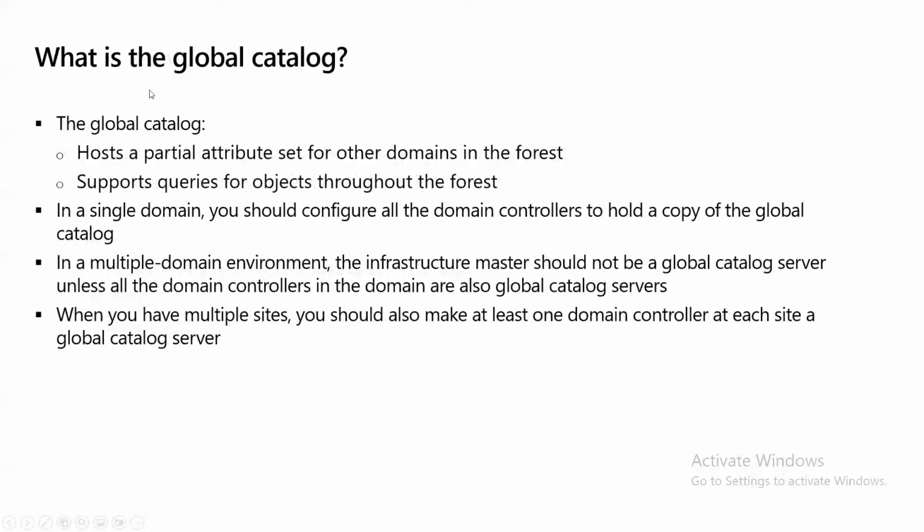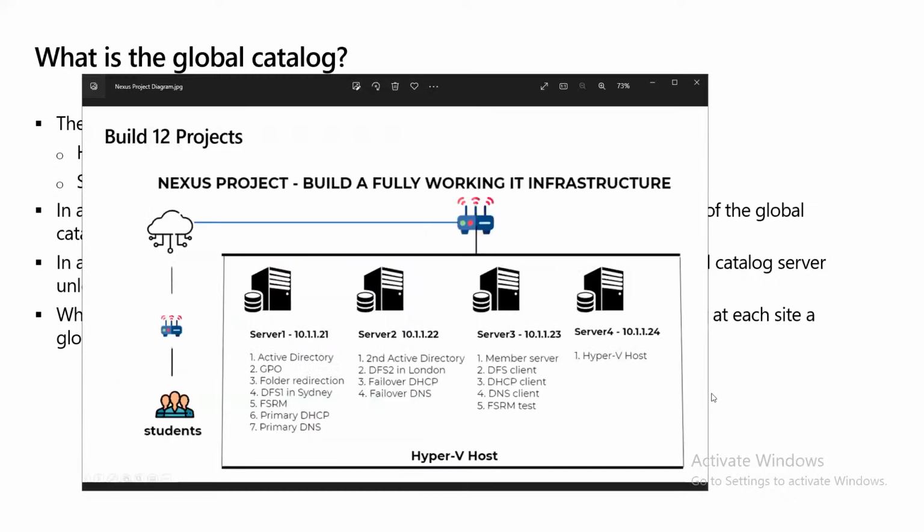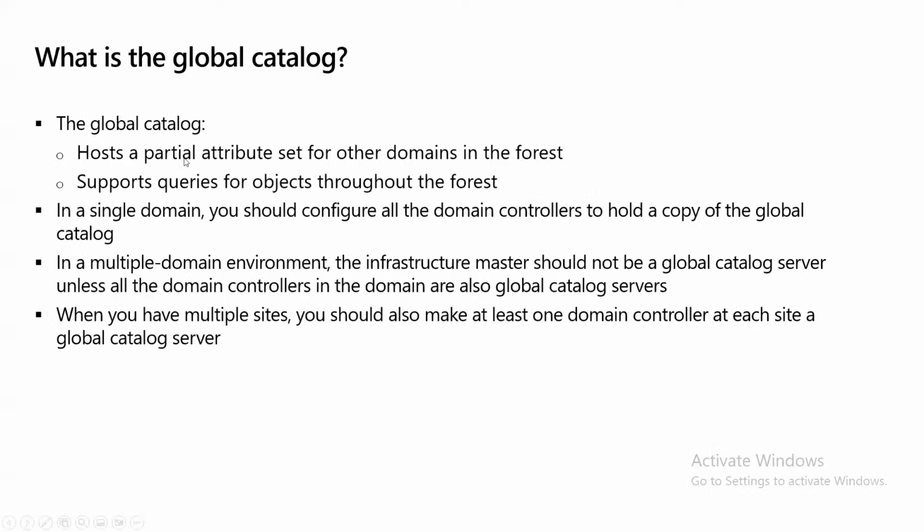Okay. What is global catalog? Global catalog hosts a partial attribute set for other domains in the forest. I'll give you an example. Let's say you are in server 2, which is in BGC, and server 1 is in Sydney. How will they search each other? With global catalog, the first thing I'm going to ask AD is, where is user number 2? Then I will be given a reference: user number 2 is in server 2. Hence, you exist, and I can give you a TGT.